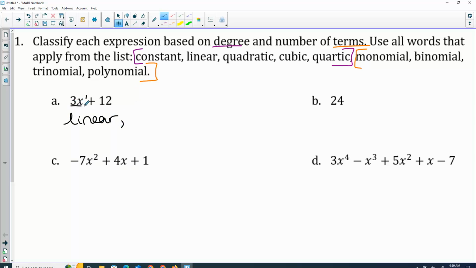Okay, there are 2 terms. 2 terms would be binomial. All right, B. There's no x. If it's to the 0 power, there's no x's, what do we call it? Constant. There's only 1 term. 1 term is monomial.